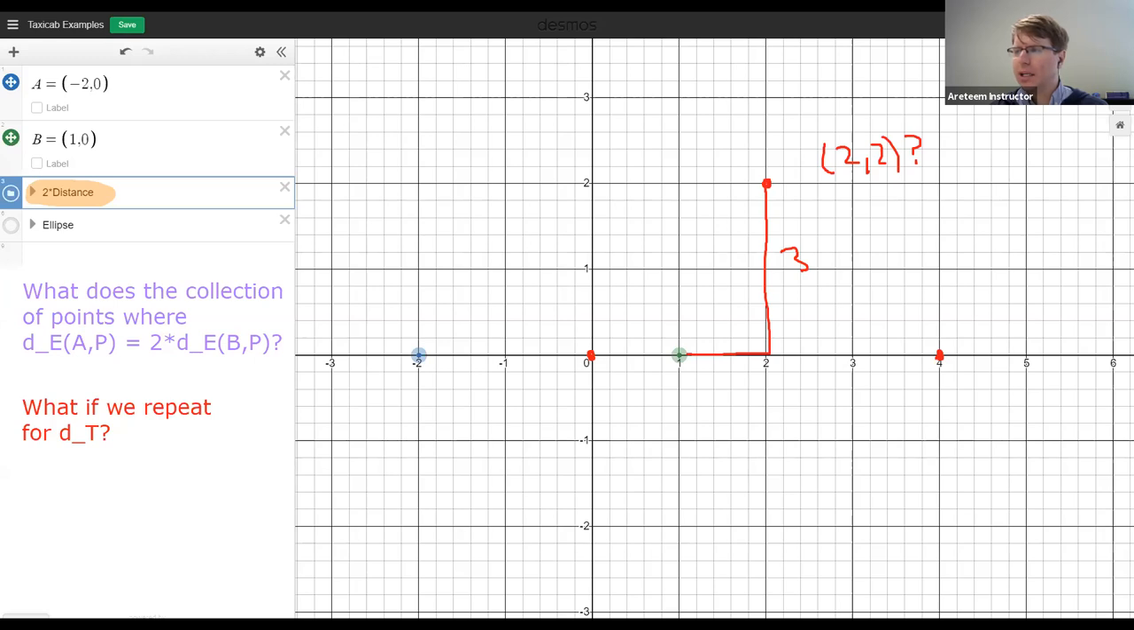Okay, so everybody clear with the picture we have in this case? Okay, so this point will work here. So what about 1, 3? So 2, 2 will work, right? Our bottom one will also work as well.